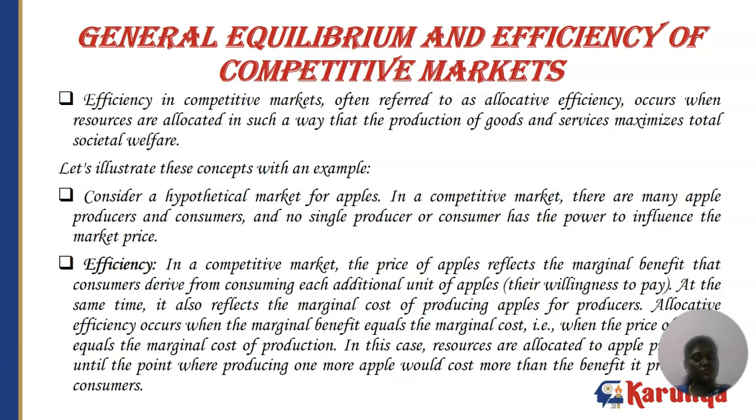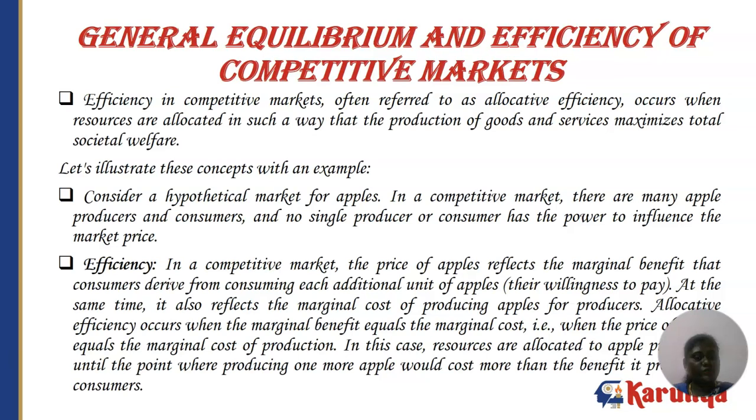In this case, resources are allocated to apple production until the point where producing one more apple would cost more than the benefit it provides to the consumers. It is nothing but where marginal benefit is equal to marginal cost, where we are talking about the price of the apple being equal to the marginal cost of the factors of production.